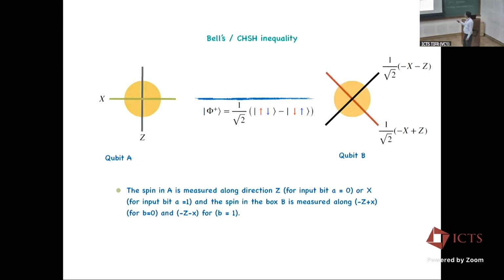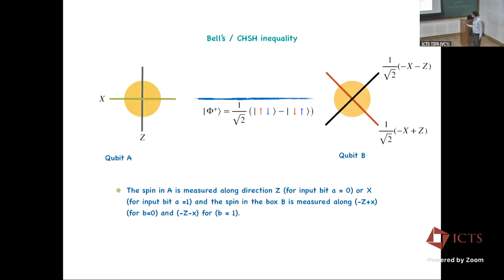Likewise, we have here qubit B, here also we have binary input 0 and 1. Say for 0 we will measure along this way and for 1 along this way. And these two qubits are prepared in an entangled state, in this state. And then we will try to see what happened. What would be the value of S that quantum mechanics is predicting.